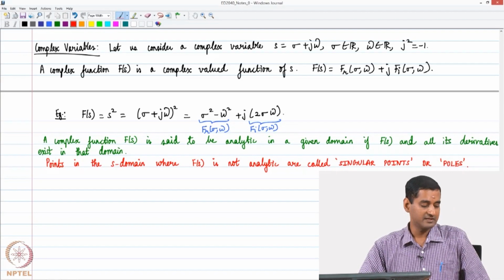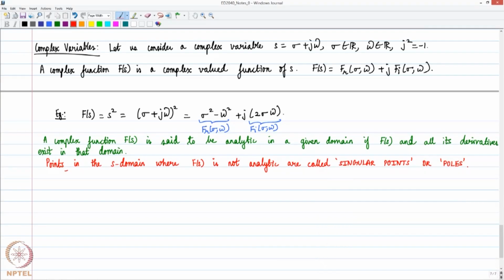Okay, so that is another example. Say, for example, if we consider f of s to be equal to 1 by s plus 1, we can immediately note that s equals minus 1 is a singular point or pole of this particular function. So, that is an example.